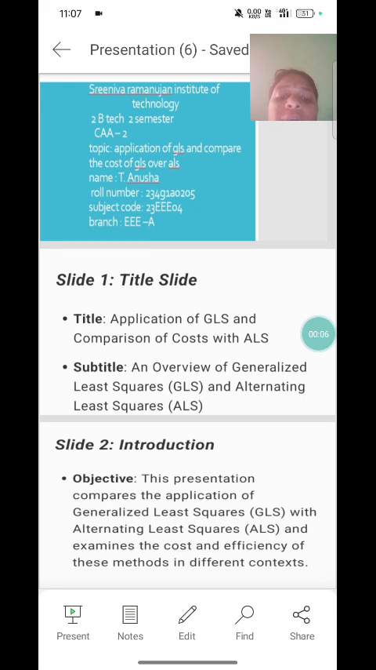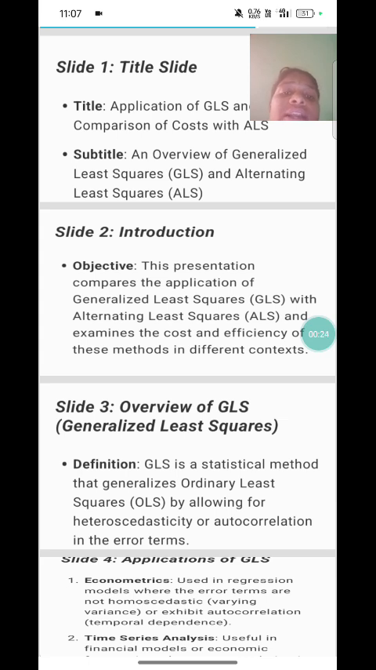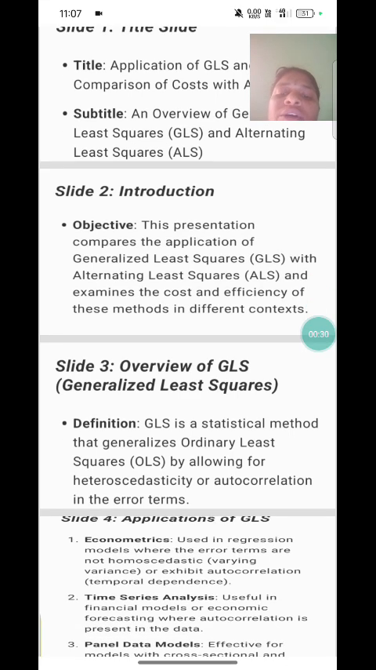My topic is applications of GLS and comparing the cost of ALS and GLS. Our overview of generalized least squares, GLS. ALS means alternating least squares. Introduction. This presentation compares the applications of generalized least squares with alternating least squares and examines the cost efficiency of these methods in different contexts.